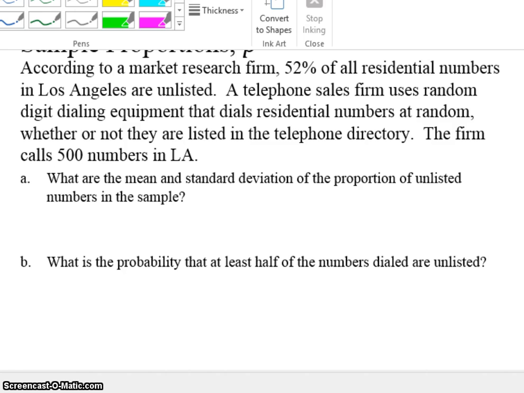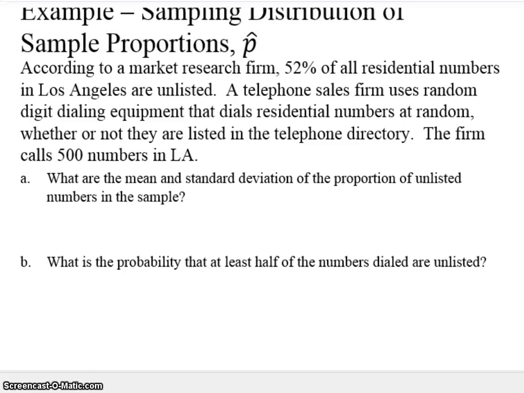Okay, so according to a market research firm, 52% of all residential numbers in Los Angeles are unlisted. A telephone sales firm uses random digit dialing equipment that dials residential numbers at random, whether they are listed or not in the telephone directory. The firm calls 500 numbers in LA. What are the mean and standard deviation of the proportion of unlisted numbers in the sample?